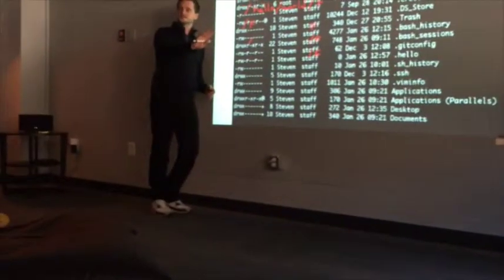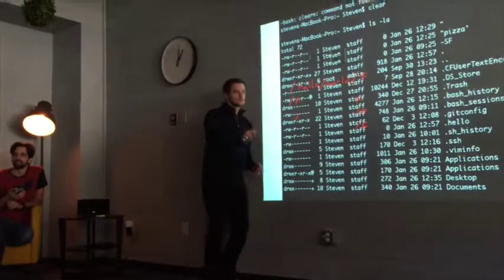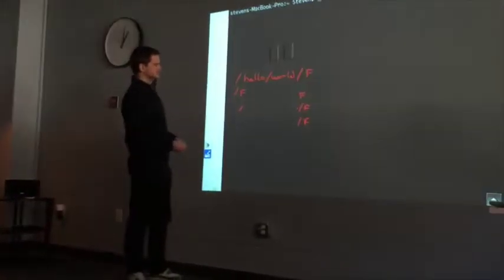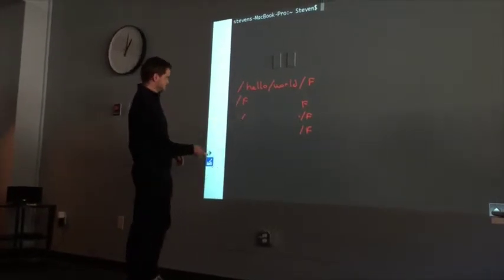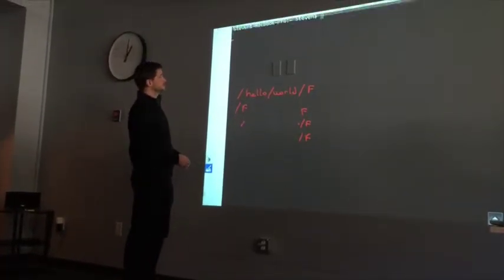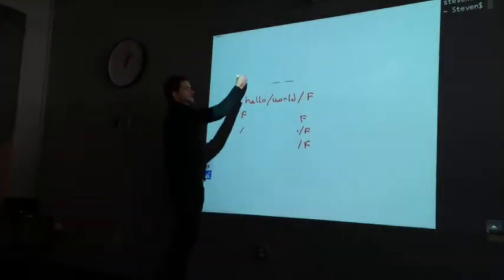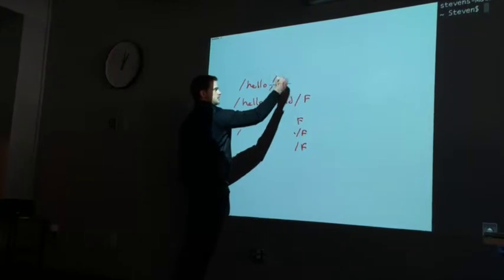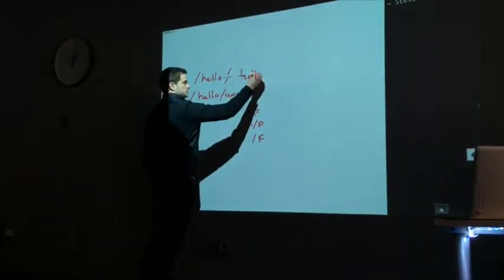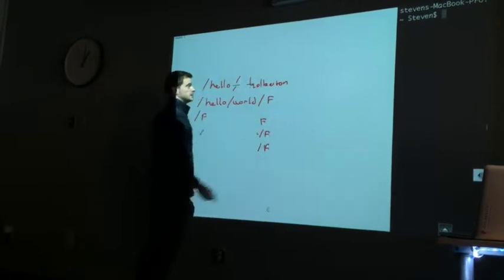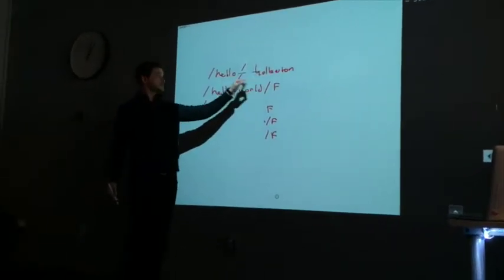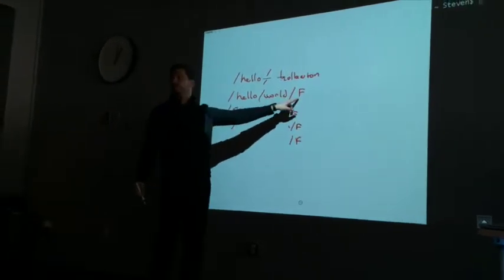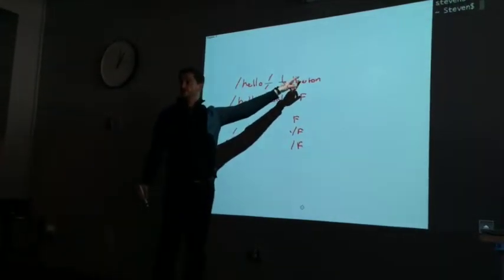It's just one up or one down, right? So let's say in slash hello, you have another directory, which is called Holberton, and your current directory is slash hello slash Holberton. How can you ls the file F from here without starting with a slash?